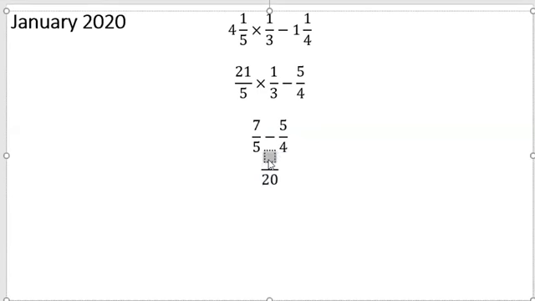So now 5 into 20 goes 4 times, 4 7s are 28, minus 4 into 20 goes 5 times, 5 5s are 25. So now what I have is 28 minus 25, and that will give me 3 over 20. And that is our answer for January 2020.